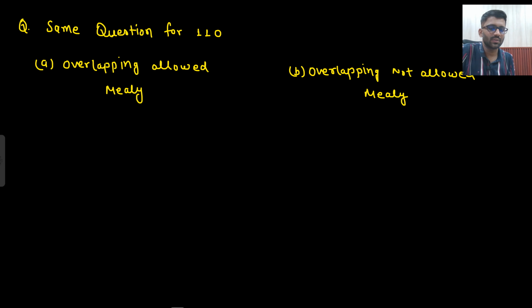Do the example 110. These kinds of examples can be asked in your interviews. In the GATE examination, anything can come. Mostly they will ask this example only. You need to design an overlapping allowed Mealy machine to detect the sequence 110.